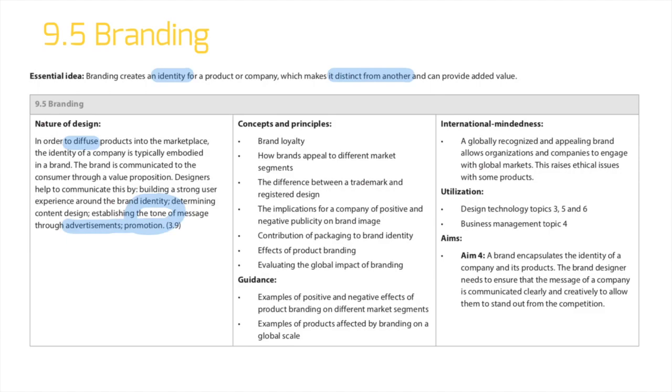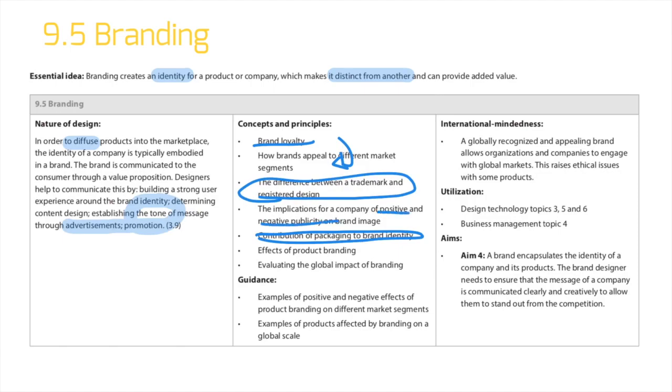So the way we're going to learn about this topic is first by introducing brand loyalty and looking at how this branding differs from market segments. And then we will learn about the importance of packaging in branding and brand identity and the difference between trademark and registered design. And after that, we will cover the positive and negative publicity on brand image, as well as evaluating the global impacts. So we don't necessarily follow the order, but we do cover all the concepts within the syllabus.